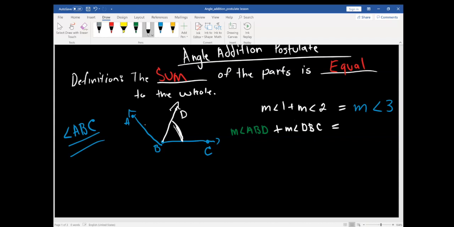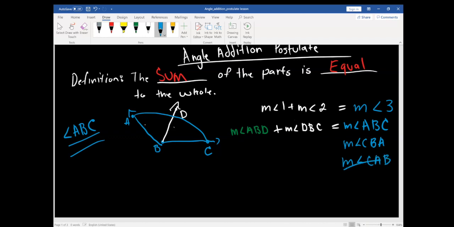And now the larger angle, or the whole, which is the blue one, in this case is going to be measurement of angle ABC. I could have also used measurement of angle CBA, but I could not have used angle, for example, CAB. This one does not work. Why? Because B needs to be in the center.